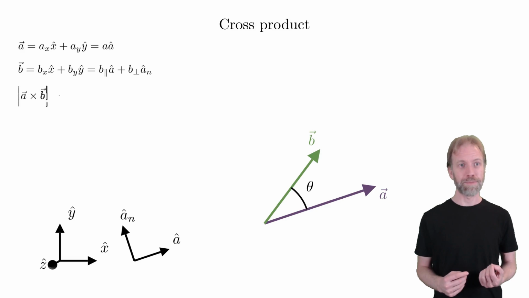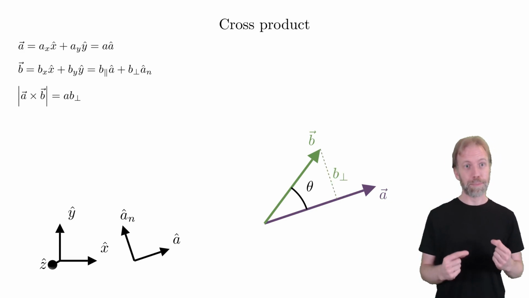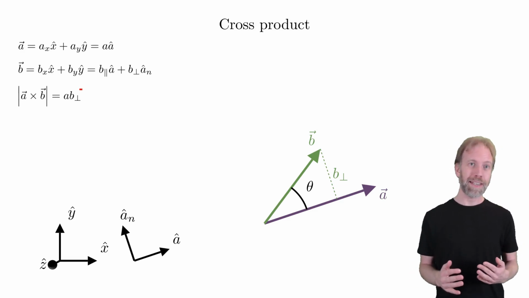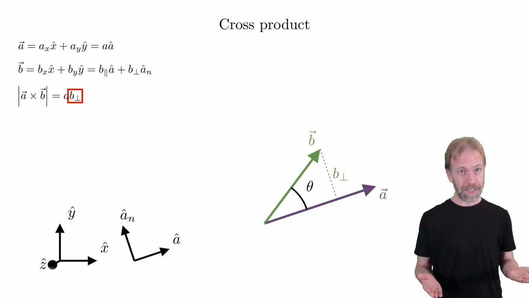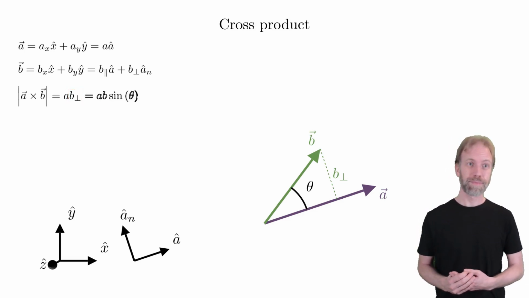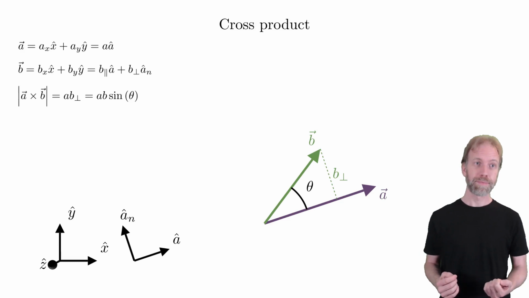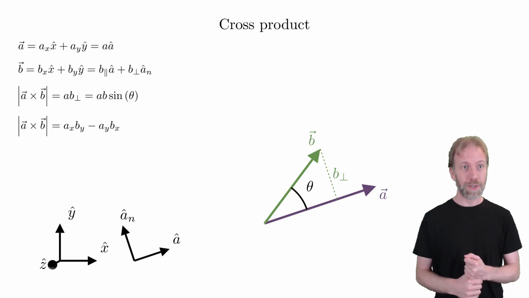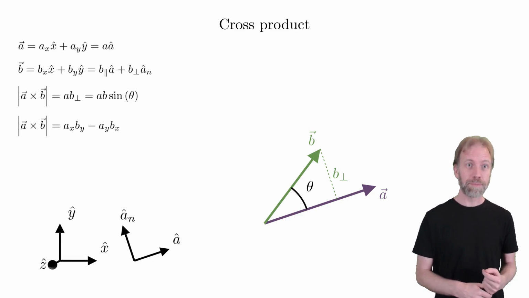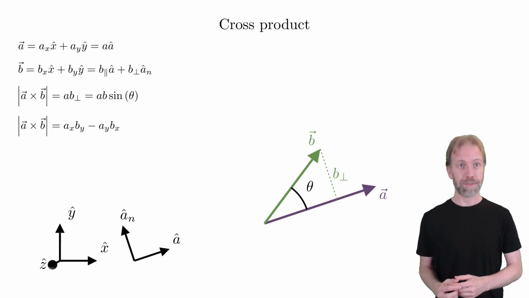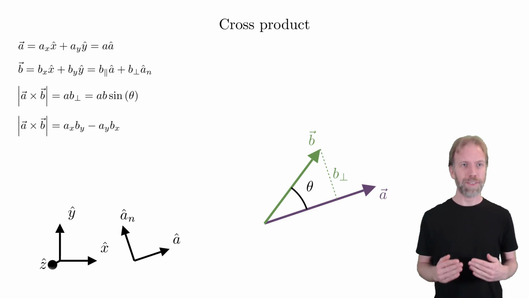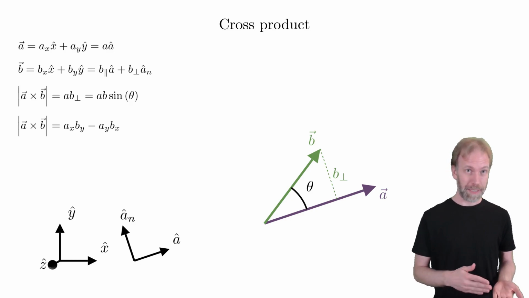In the previous video, we defined the length of the cross product as the length of A multiplied by the perpendicular part of B. And B perpendicular is the length of B times sine theta. We also derived that the expression in terms of the x and y coordinates is ax times by minus ay times bx. This was achieved by rotating the coordinate system to make the first vector parallel to the first base vector.